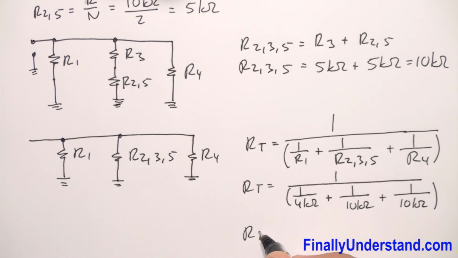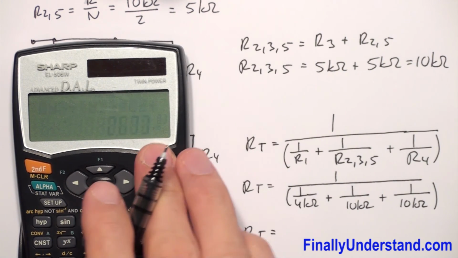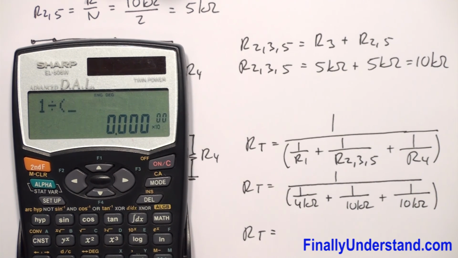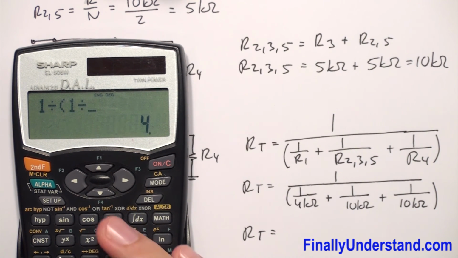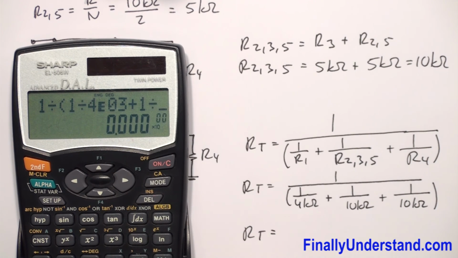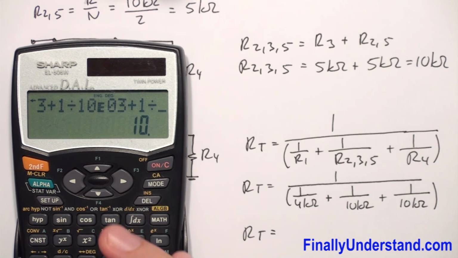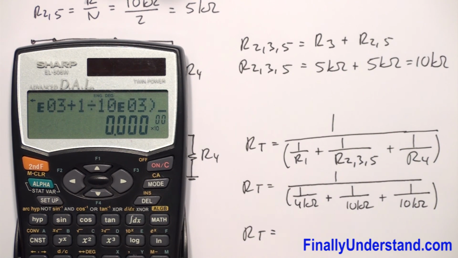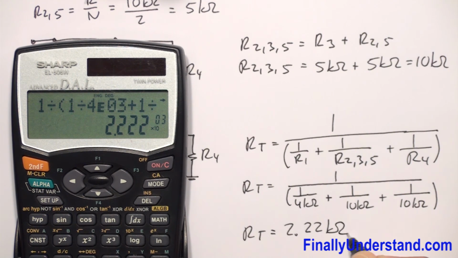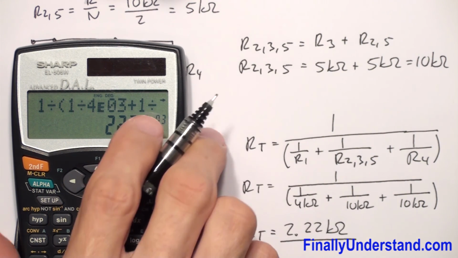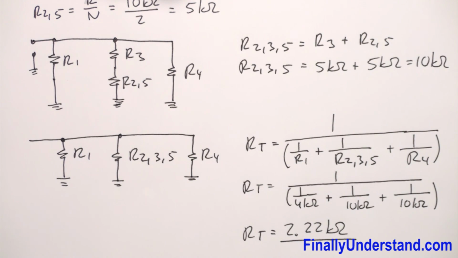So R total is equal to 1 divided by open parenthesis 1 divided by 4 times 10 to the 3 plus 1 divided by 10 to the 3 plus 1 divided by 10 to the 3, close parenthesis, equals 2.22 kilo ohms. 2.22 kilo ohms. This is the solution to my problem.